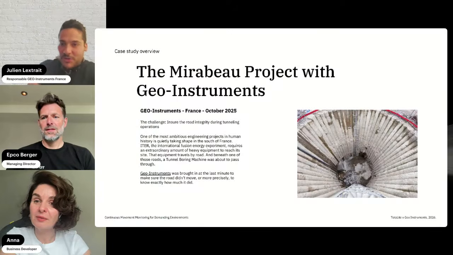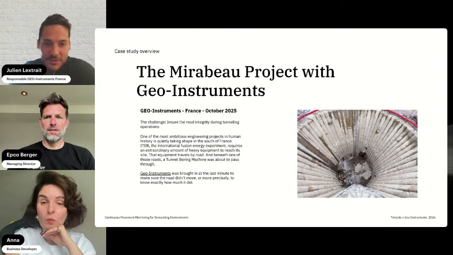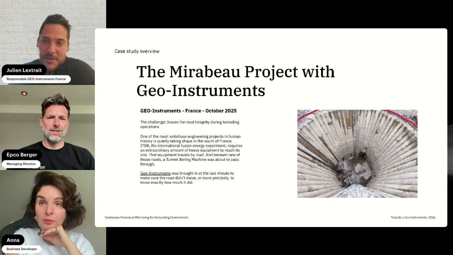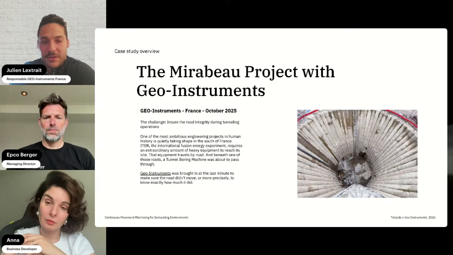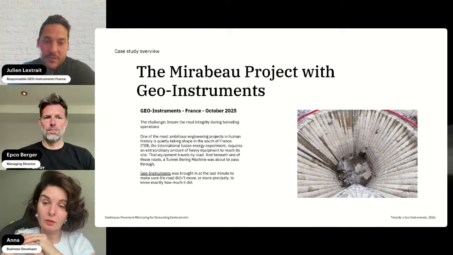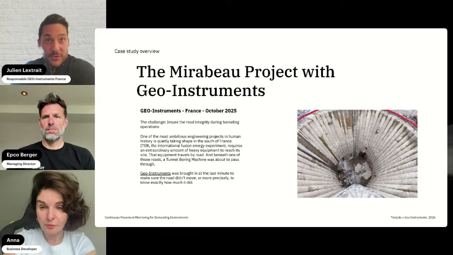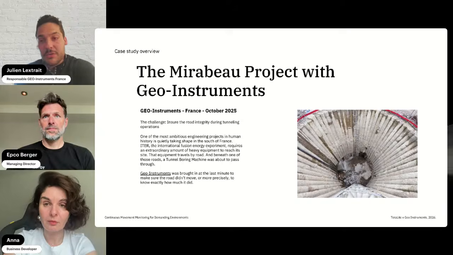Okay, let me take you on a journey to the southeast of France, where right now we have the ITER project, which is the biggest nuclear fusion research project in the world, with dozens of countries involved. The Mirabeau project is a bit involved with that, because it concerns the roads that the convoys for this project require. These convoys are lorries that can reach up to, I read somewhere, 800 tons. So those roads need to be rated for heavier loads than usual.